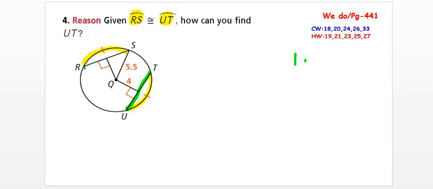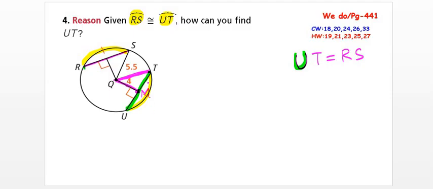First of all, I think all of you will understand from one of the theorems that we discussed that UT will be equal to RS. Both these chords will be of the same length because the corresponding arcs are congruent, right? Now how can we find it? I have this distance. How much is this distance? This one is 4. Let's call this point M. Now how long will this line be? Because this is the radius of the circle, it will be 5.5.